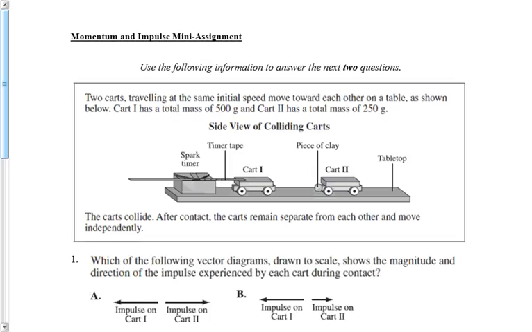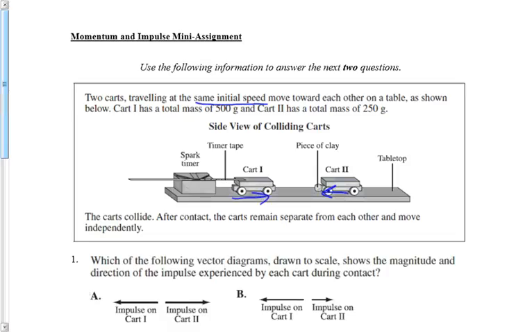First question, number 1 says, 2 carts at the same initial speed move towards each other on a table. Okay, so they're moving the same initial speed. We don't know what that speed is, but we know that if it's 5 meters per second for object 1, it's 5 meters per second for object 2. They're moving towards each other like this.